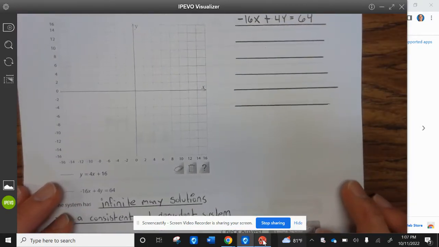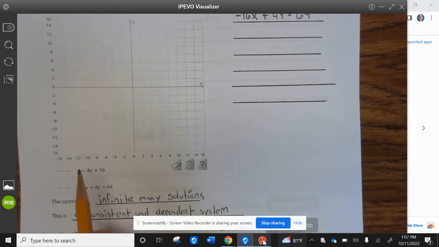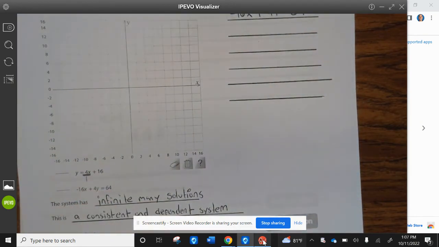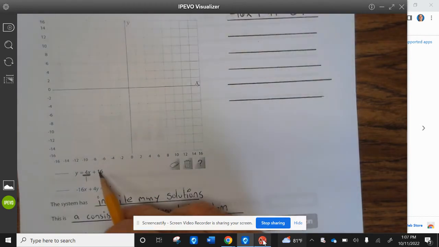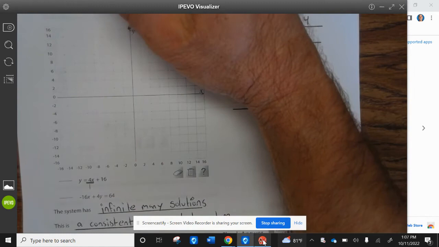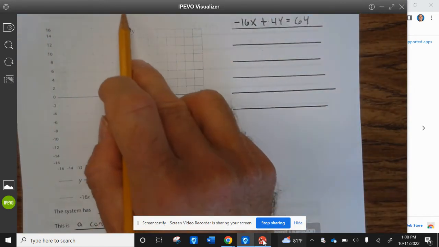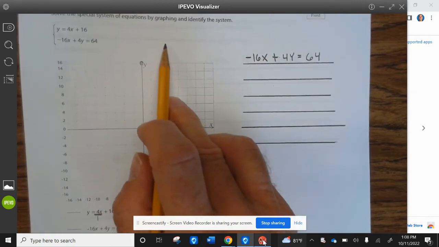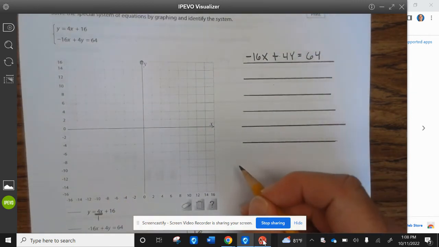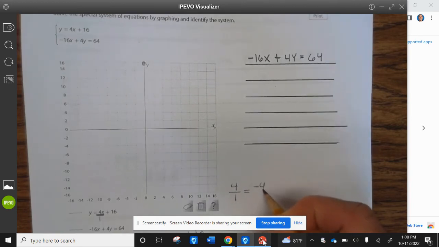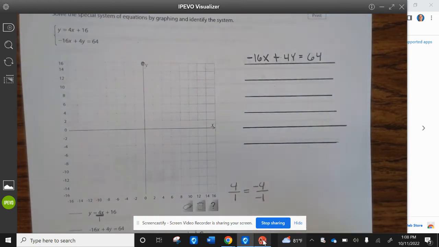All right, so let's go ahead and graph. Now here I'm going to divide that by 1. So here, now we're counting by 2, so be careful of that. So we're going to start at 16, which is right here. Now this tells us we go up 4 to the right 1. Well, there's nothing up here, right? So we need to acknowledge that 4 divided by 1 can be written as negative 4 divided by negative 1.